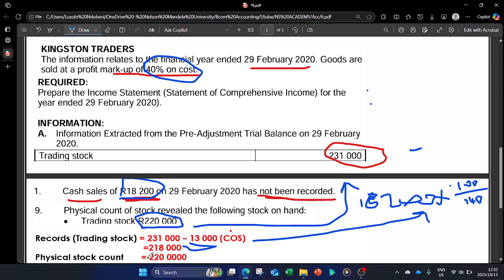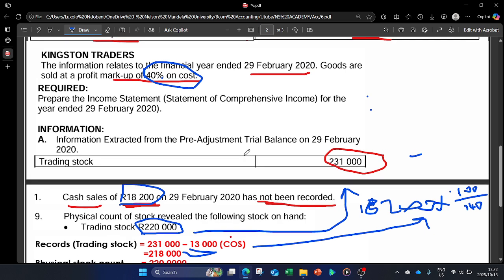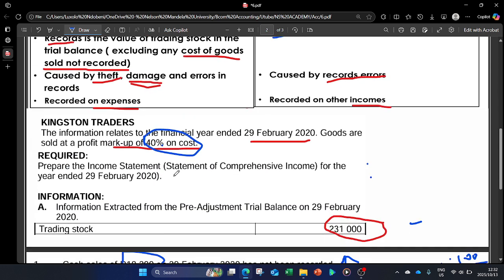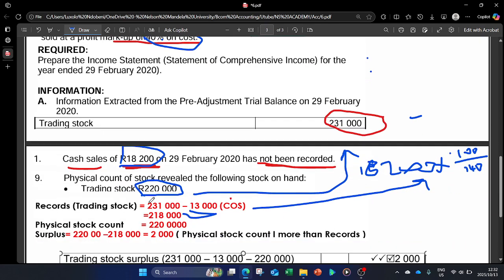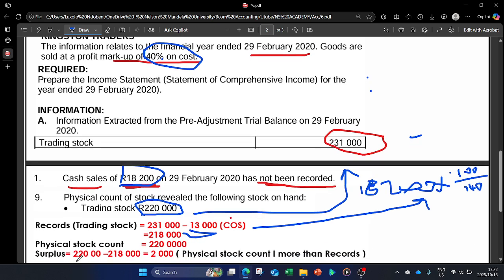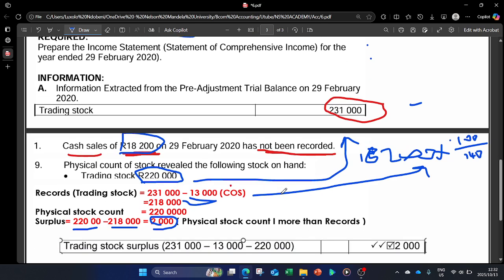218,000, right? Then the physical stock count, what was revealed, is 220,000. So you can see physical stock count is more than the records. And what I said here, surplus occurs when the physical stock count is more than the records. So that means in this case there is a trading stock surplus. So how do we calculate it? It is the difference of the physical stock count and the records. So the surplus will be 220,000 physical stock count minus the records of 218,000. Then the surplus will be 2,000. Physical stock count is more than the records, so that means this is the surplus. So this 2,000 is recorded on other incomes.